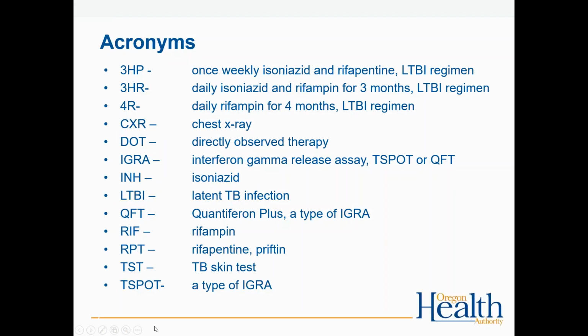With TB, there are a lot of acronyms. So I went ahead and made a slide here for you that shows all of the acronyms that are going to be in this presentation. Hopefully you got the PowerPoint before this presentation began. If you want to print out this page, certainly you can. It might help you as we go along.